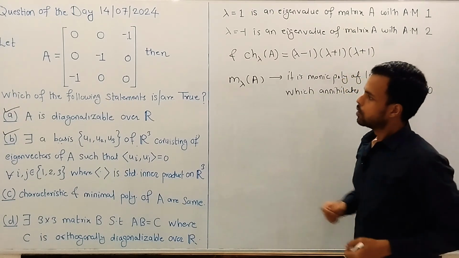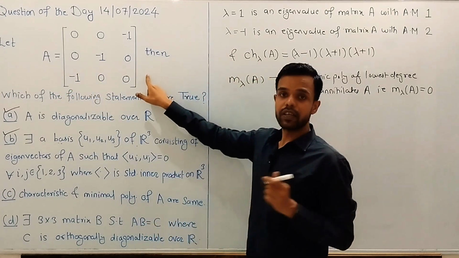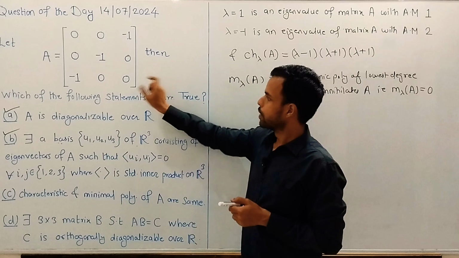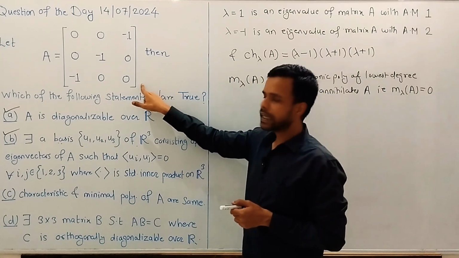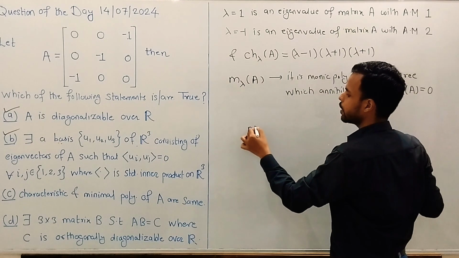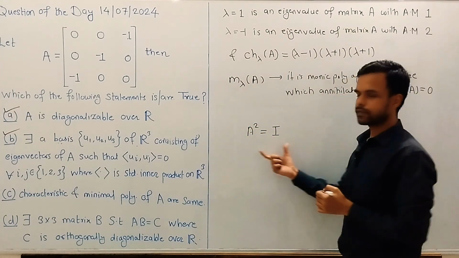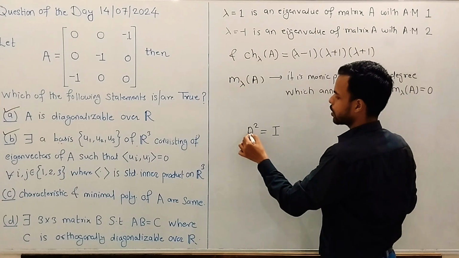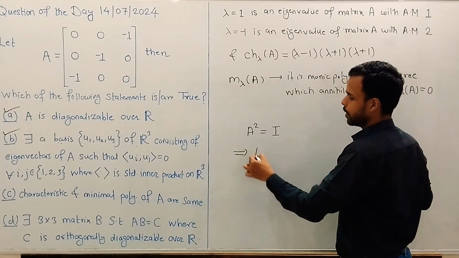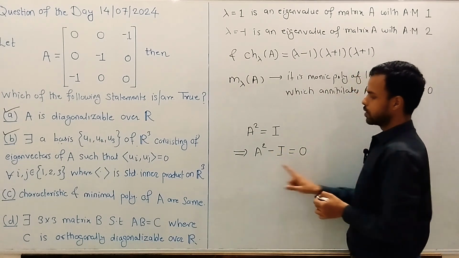Now, the given matrix A is a special type of matrix and it is called an anti-diagonal matrix. For this anti-diagonal matrix, you can verify that it satisfies A squared equals the identity matrix. So from here, we have A squared minus I equals the zero matrix.